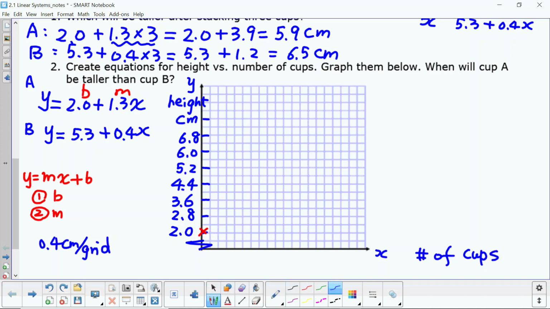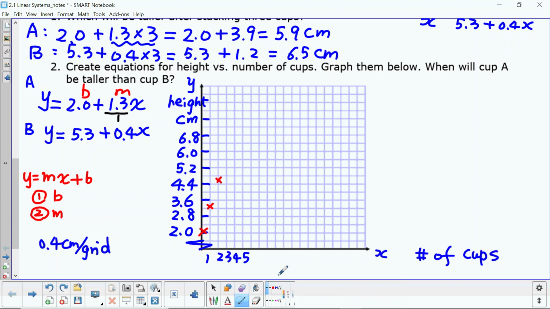Then every 1 cup, right one, although it's not an integer, we just pretend it's an integer divided by 1. So right one, up 1.3. Right one, up 1.3 will be 3.3. It will be close to here. Then right one, up 1.3 again. So 3.3 plus 1.3 gives you 4.6. So 4.6 will be here.